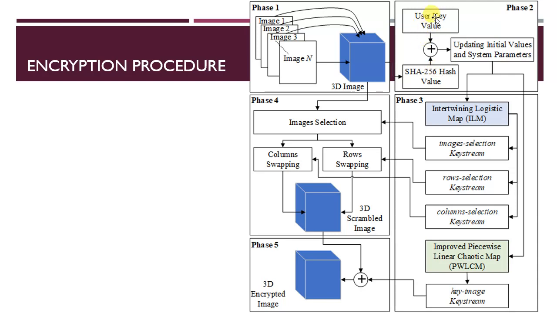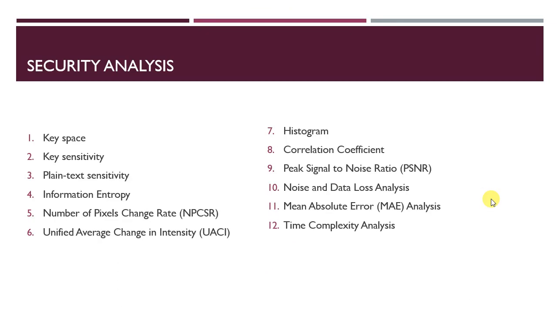So these are the basic initial values which will update the initial value and system parameters of these two chaotic maps, which are intertwining logistic map and improved piecewise linear chaotic map. Here the initial value and system parameters are updated. The basic reason for this SHA-256 hash value is to obtain plain text sensitivity. Plain text sensitivity means that each time there is a minute change in this image, a different initial value and system parameters will be obtained, and thus the pattern of these chaotic maps will be different each time.